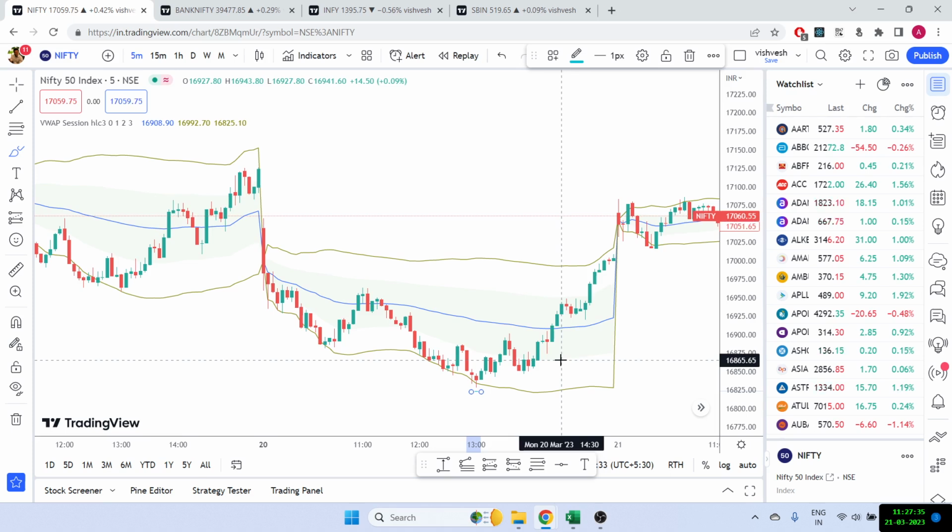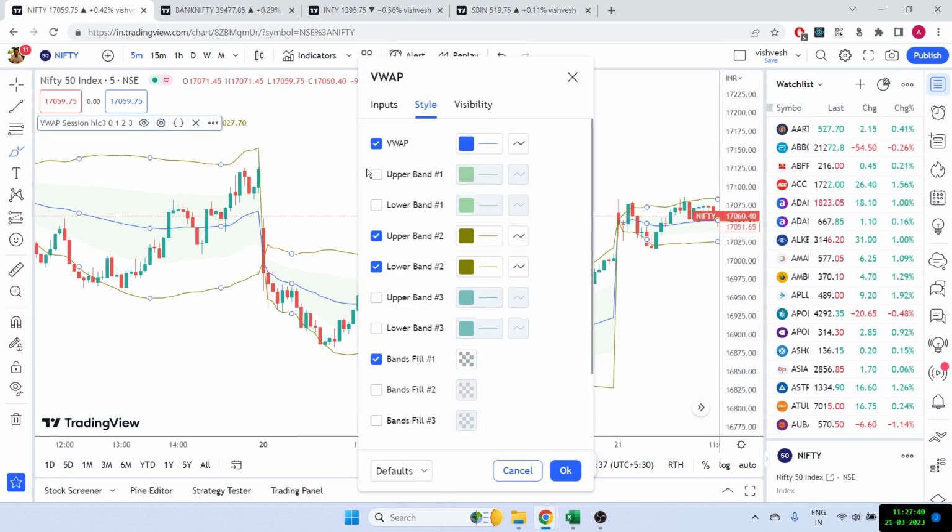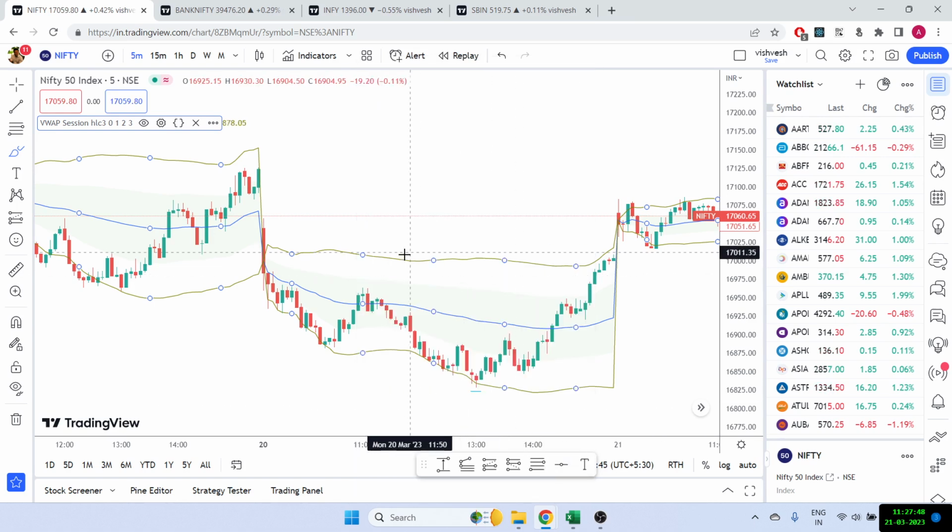But how do we find out when to take that reversal trade? For that, I am using this VWAP. So now let me show you the settings. I've added the VWAP, but along with the VWAP, I have added one more thing, which is the upper band 2 and lower band 2. So those are the line at the top and the line at the bottom. The middle line is the VWAP line, and these two lines are the upper band 2 and the lower band 2.